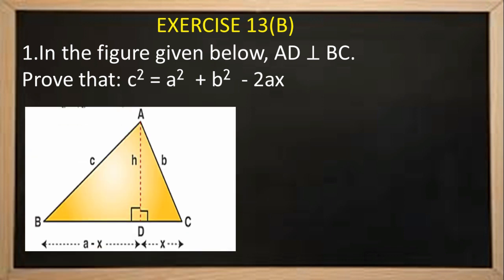In this triangle ABC, a line AD is perpendicular to BC. We know that if a line is perpendicular, then the angle formed will be equal to 90 degree. Hence, we can say that angle ADB is equal to angle ADC is equal to 90 degree. In the problem, sides are marked like this. AB is marked as c, AC is marked as b, AD is marked as h, BD is marked as a minus x, and DC is marked as x.